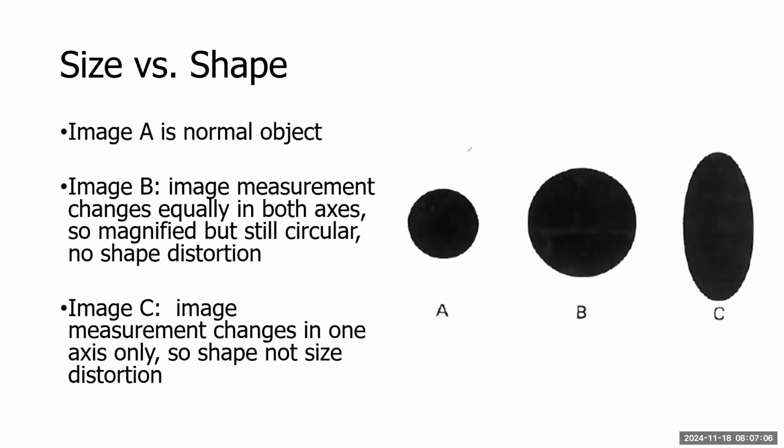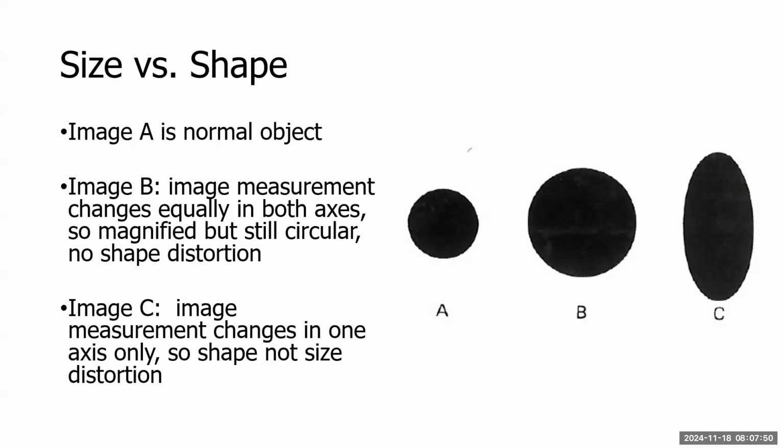So the difference between size and shape. When we look at these three images here, in image A, let's say that is just a normal object. Okay, so it is a circle. Image B, the image measurement changes equally in both axes. So it's magnified, but still circular. So there is no shape distortion. In other words, the distortion is happening in both directions, X and Y, equally. So that is not shape distortion. That is size distortion. Just the size of the object has been changed.